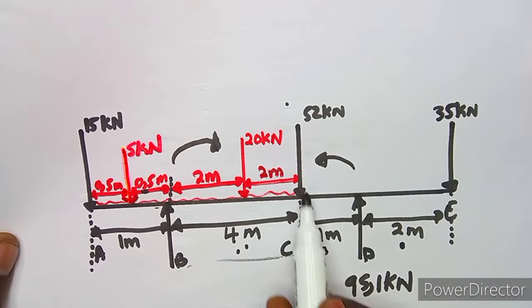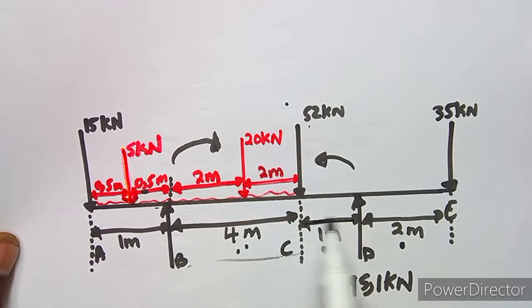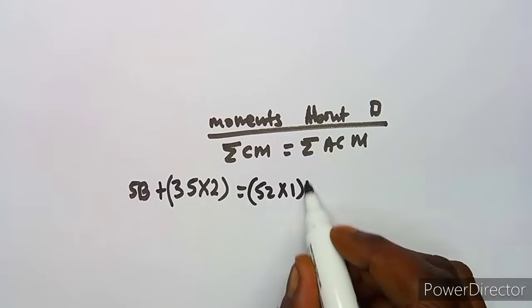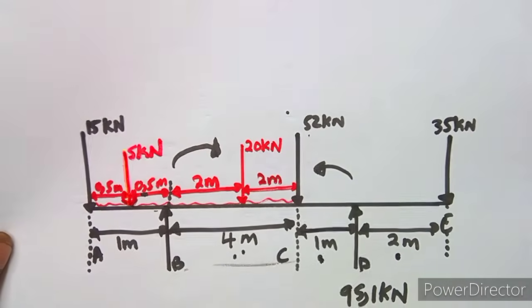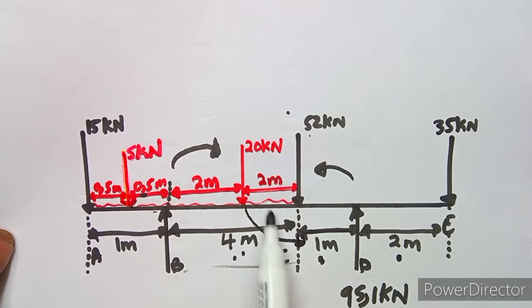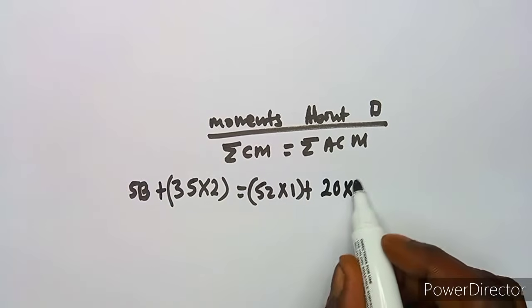So back to D, we're going to start with this one, which is anti-clockwise, 52. Then there's a difference of 1, so it's 52 times 1. All right, then plus, in this case you can just distribute this in between, or you can just take it as it is, no problem, because already we have done it like this. So it's going to be 20 kilonewton back to D. There's 1 meter here plus 2 meters, so it's going to be 3. So it's 20 times 3.